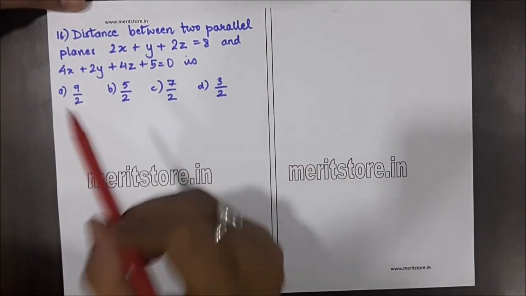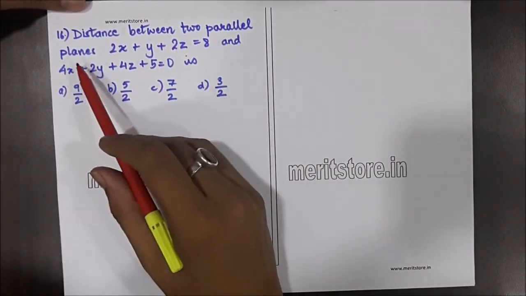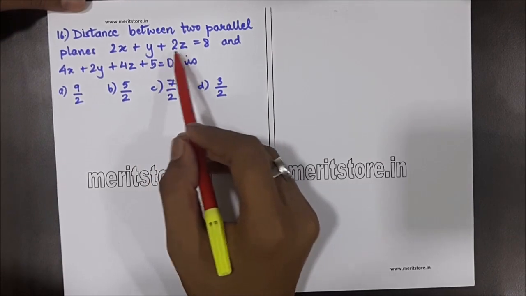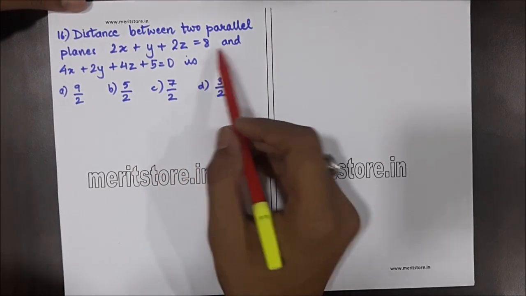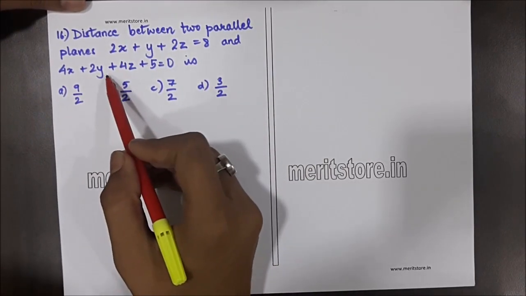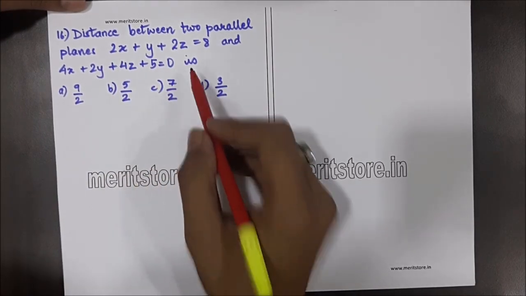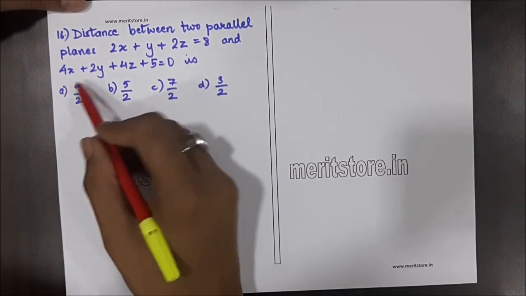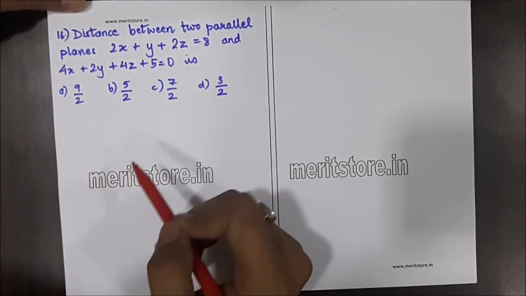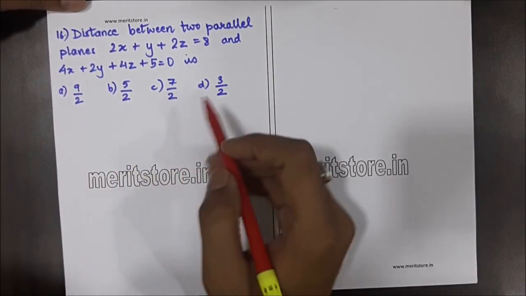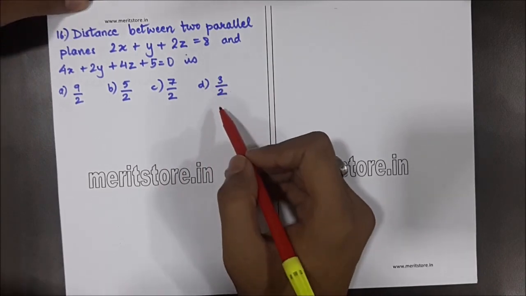Question number 16. Distance between two parallel planes 2x plus y plus 2z is equal to 8 and 4x plus 2y plus 4z plus 5 is equal to 0 is: option A 9 by 2, option B 5 by 2, option C 7 by 2, option D 3 by 2.